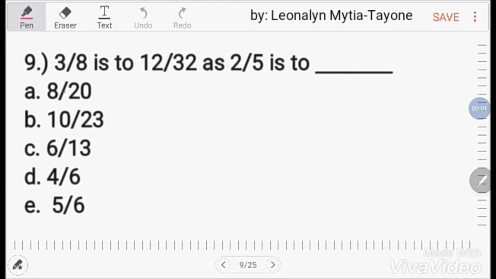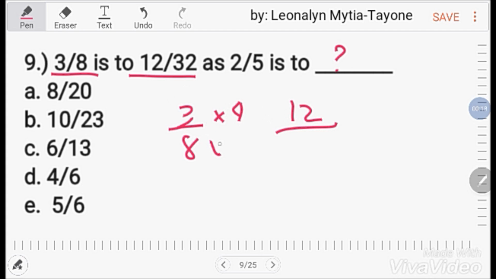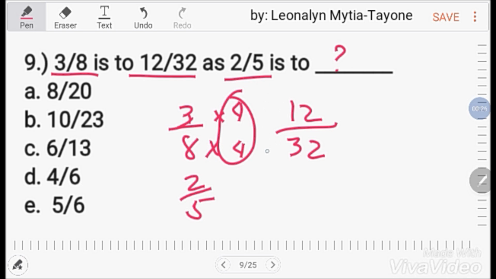Number 9. 3 over 8 is to 12 over 32 as 2 over 5 is to what? Isipin mo kung anong relasyon ng dalawa niyan. Paano naging 12? So, gawin mo kaya, i-multiply mo siya ng 4, so naging 12 na siya. Sa baba, i-multiply mo rin siya ng 4, that is 32. Kung anong ginawa mo dito sa fraction na to, ganun din ang gagawin mo sa 2 over 5.